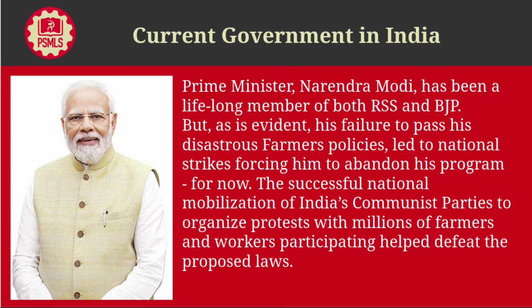The successful national mobilization of some of India's communist parties to organize these protests, with millions of farmers and workers participating, helped defeat the proposed laws. This is fairly current history. Even though I think they said the RSS has 37%, it's a fairly good majority because they have many parties. Most of them, of course, are made up of Brahmins, and they were still unable, with all of their power, to produce these laws that would benefit capitalists coming in and taking over.